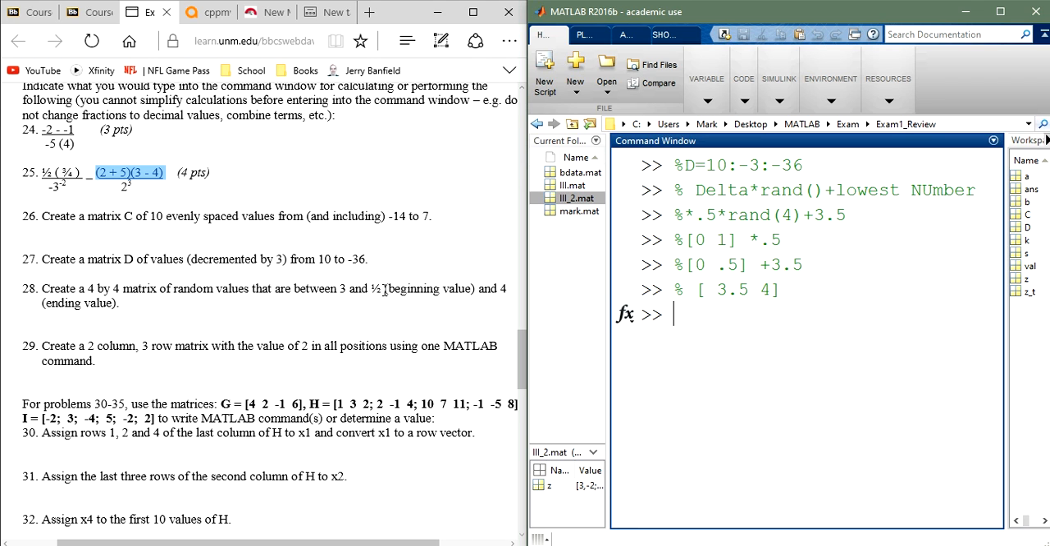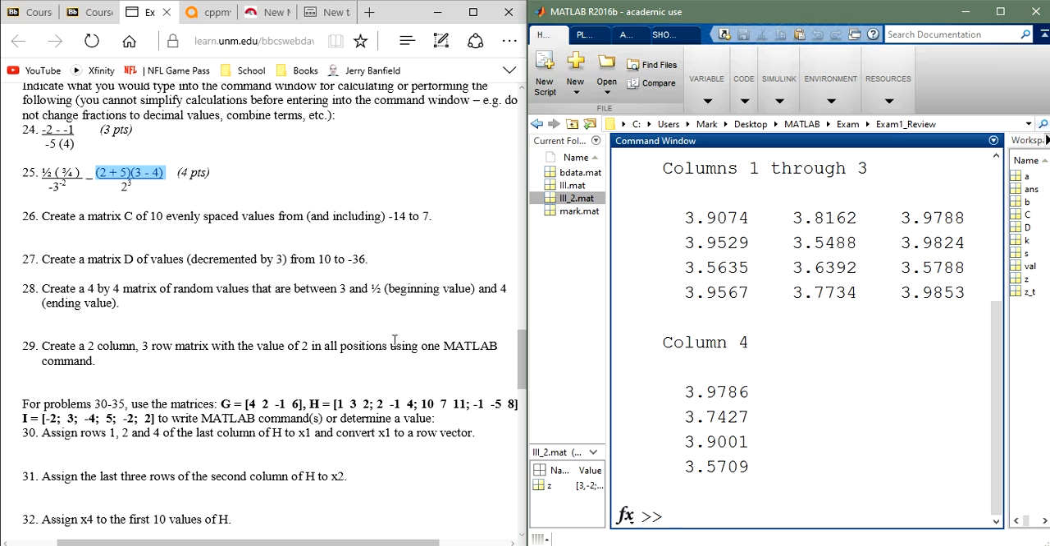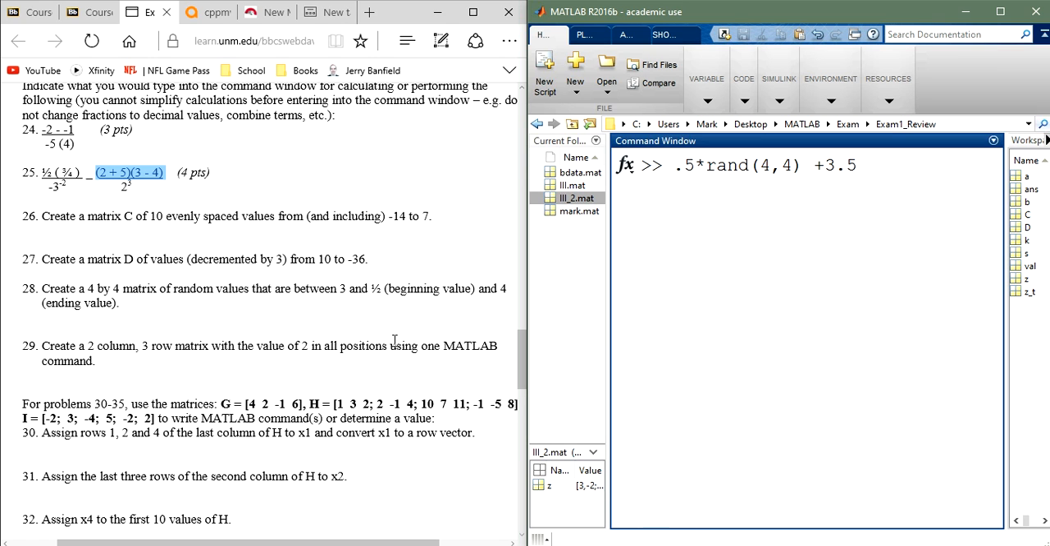So the correct answer to this is 0.5 times random of 4. We could just leave 4 in there. That means 4 by 4. Or we could put a comma and say 4, 4. Both of those are equally correct. Plus 3.5. And that's the answer. All you guys have to put is this one.